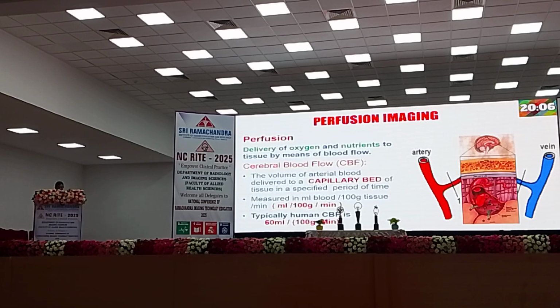So what is perfusion? The delivery of oxygen and nutrition to the tissues by means of blood flow. It is called cerebral blood flow: the volume of arterial blood delivered to the capillary bed of that tissue in a specific period of time. It is measured in ml of blood per 100 grams of tissue. Typically in humans, CBF is 60 ml per 100 grams per minute.